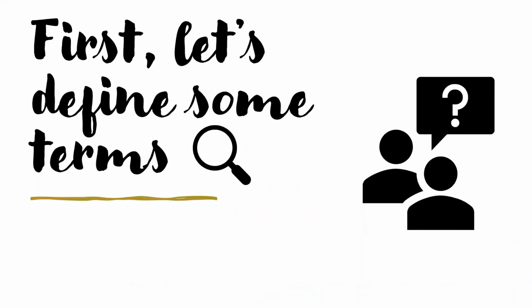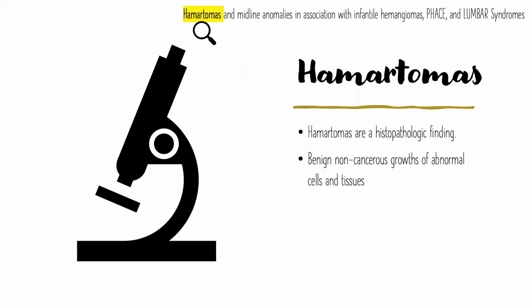Before I talk more about our study, let's first make sure we're all on the same page and define some terms. We'll start with the word hamartoma. Hamartomas are benign, meaning non-cancerous, growths that contain a mixture of abnormal cells and tissues. Hamartomas are diagnosed by histopathology, which is the study of cells and tissues using a microscope to look for disease. Pathologists and dermatopathologists typically look at tissue from patients who have had skin biopsies performed in clinic.